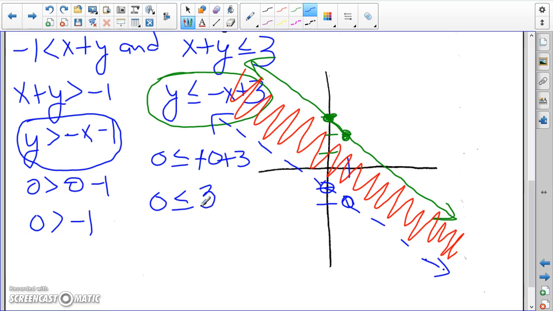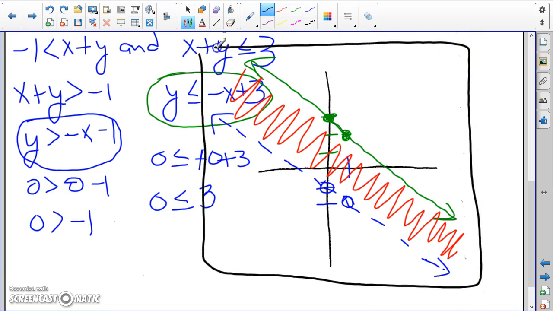So the origin side of the blue dotted line and the origin side of the green solid line both satisfy this equation. So they both check out, and they both agree with my method of greater than or less than when y is by itself on the left. So as you can see, here is our solution. Nothing spectacular. All the points between those two lines, not including the blue one because it's dotted, but including the solid green one, are your solutions.